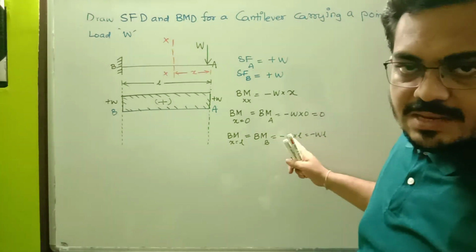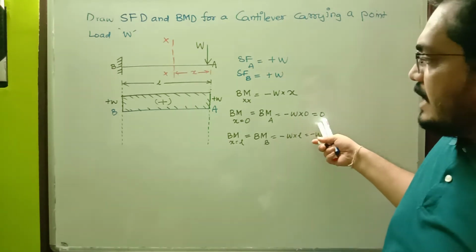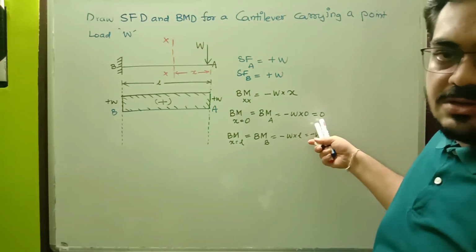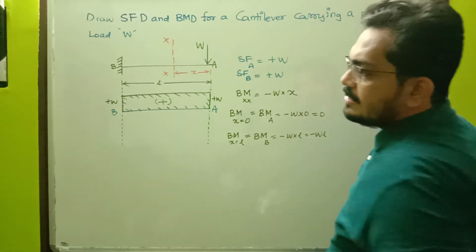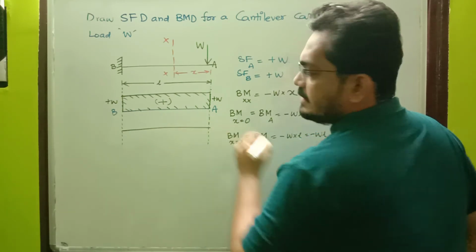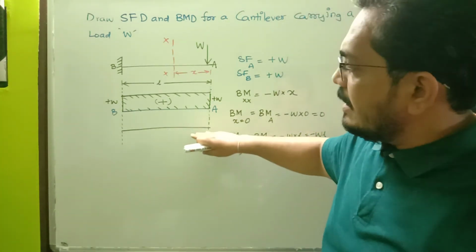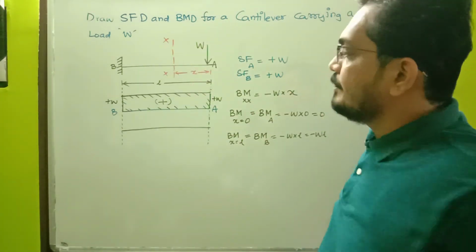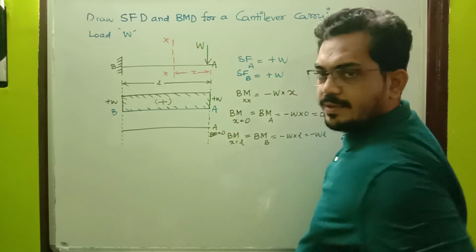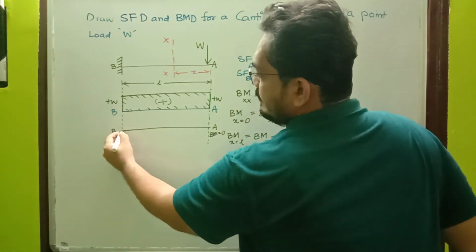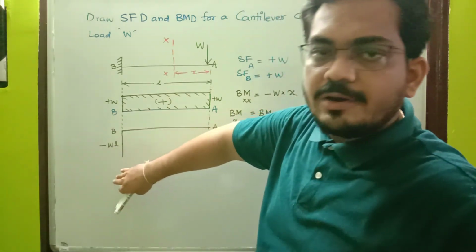Now how to plot the same thing on the bending moment diagram? Exactly at point A, we have bending moment equal to 0, and exactly at point B it is equal to minus W multiplied by L. As I told you earlier, with respect to the baseline, all the negative values should be plotted below the baseline, and positive values above the baseline. So minus WL should be plotted below.